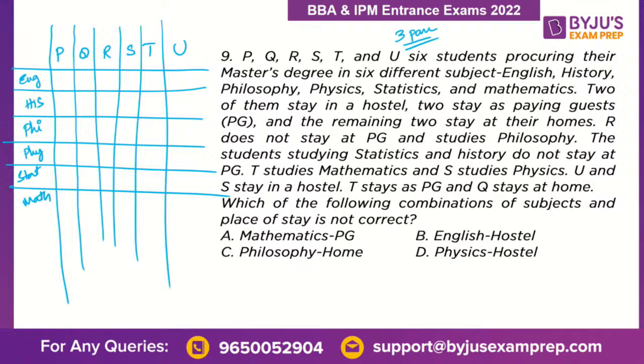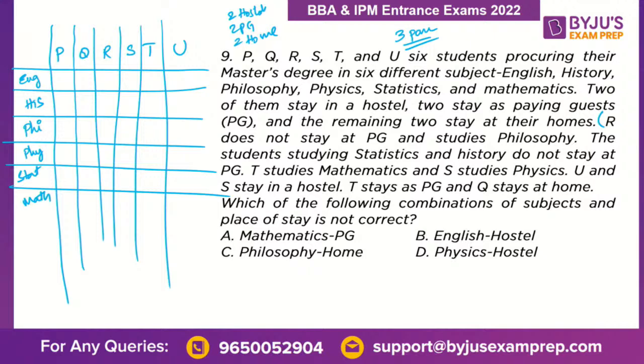So let's say, what are they saying? Two of them stay, okay, the places of stay. So there are 2 hostels, 2 PGs and 2 homes. So the 6 people are arranged, or are staying, 2 of them in PGs, 2 of them in homes and 2 of them in hostels. So now what else is given?